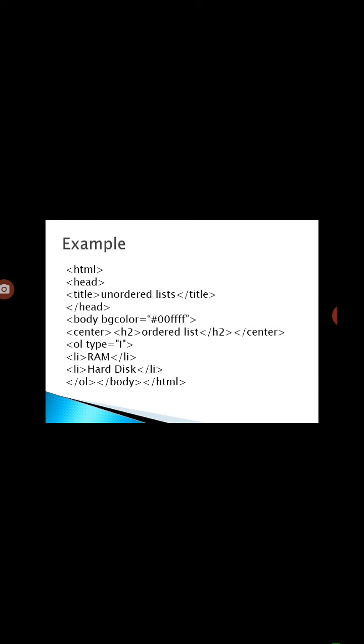We can have an example for ordered list. Here also an ordered list is given. OL type equal to I, that is Roman numerals are used. I, II will come. Within the OL tag, list items are given within the LI tag, and OL is closed, body is closed, and HTML is closed. This is the output.